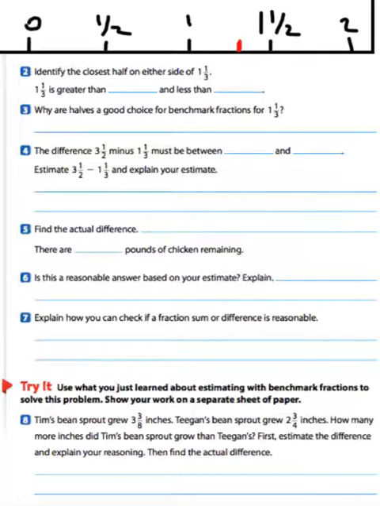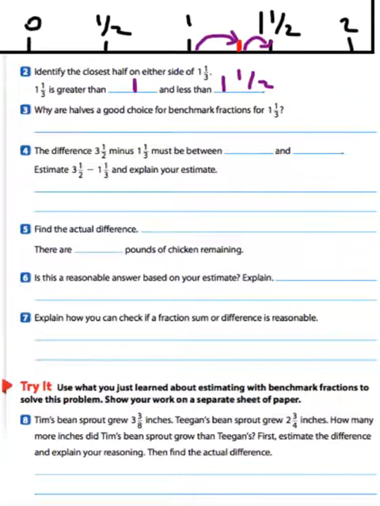So then we're asked to figure out which one is greater than and which one is less than. So 1 1/3 is greater than, well, it's greater than 1. And the next half benchmark that we have is that it is less than 1 1/2.